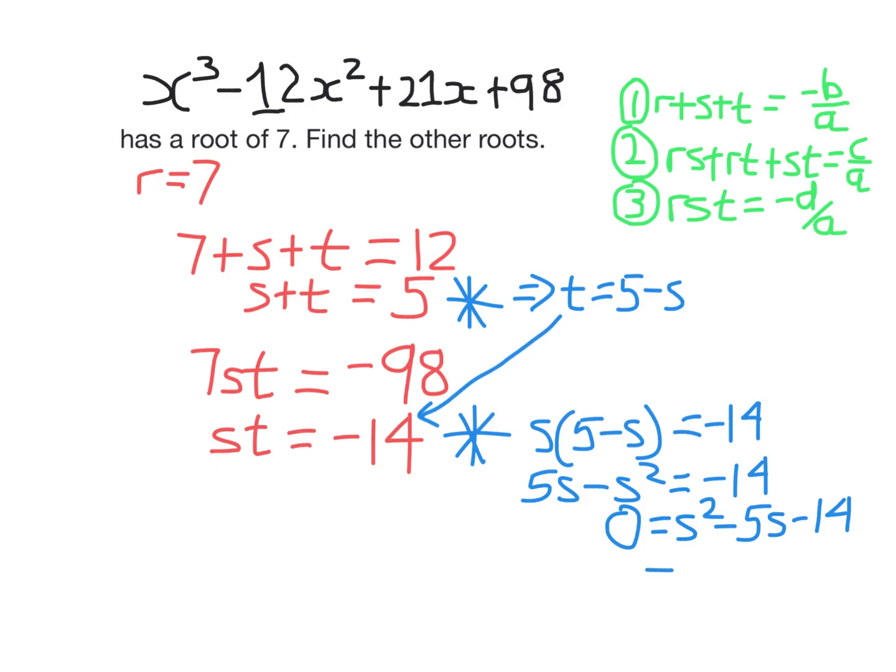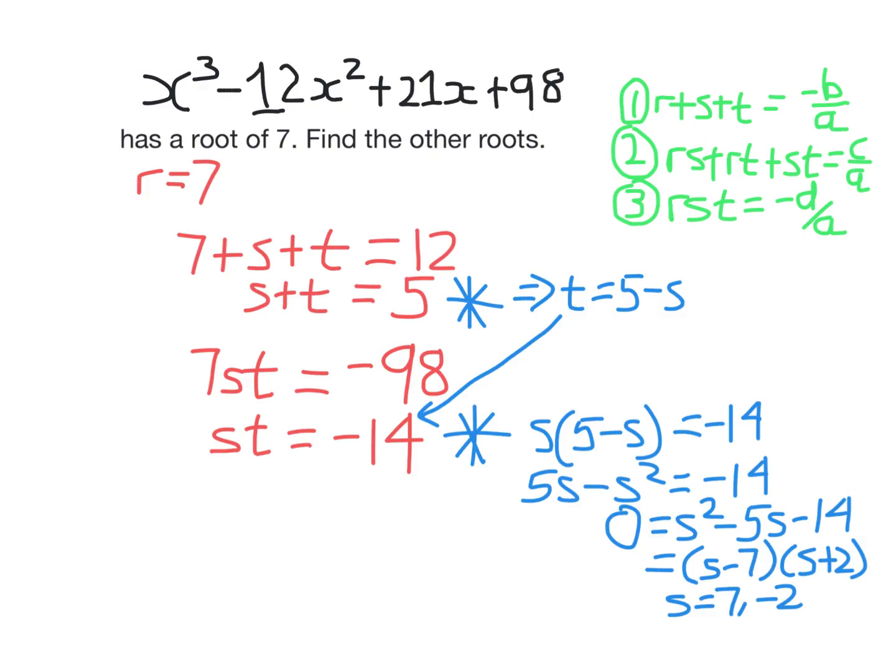So we're going to factorize: two numbers that multiply to negative 14 and add to negative 5. I get s minus 7, s plus 2. So by the null factor law, s is equal to 7 or negative 2. Because it doesn't matter which way around we write the roots, either of these is fine for s. One of the roots we knew was 7. The other roots are 7 and negative 2. It doesn't matter in which order.